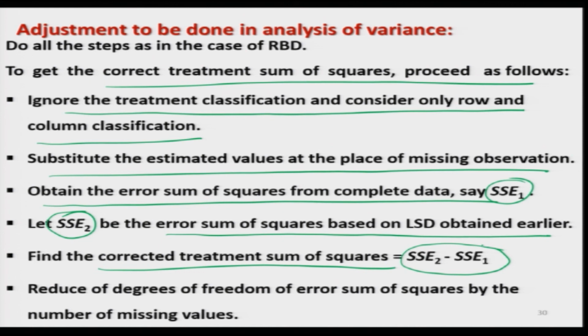Then about the degrees of freedom, reduce the degrees of freedom of the error sum of squares by the number of missing values. And now you have all the things, and you can conduct your analysis of variance, right. You simply have to adjust the degrees of freedom and obtain the corrected treatment sum of squares, and now you have all the ingredients required for the analysis of variance table.